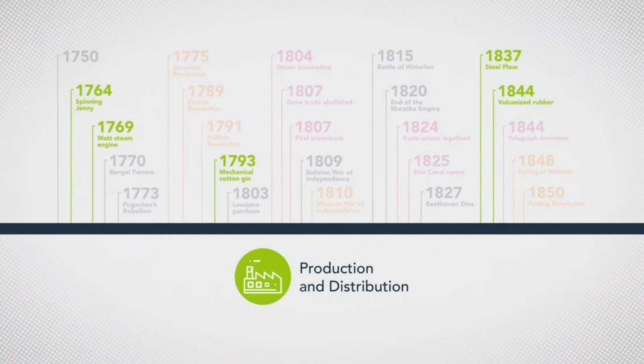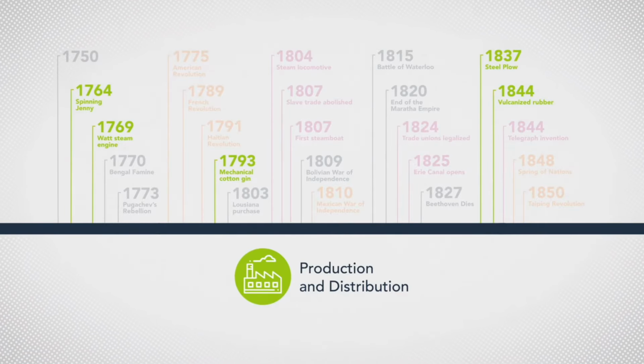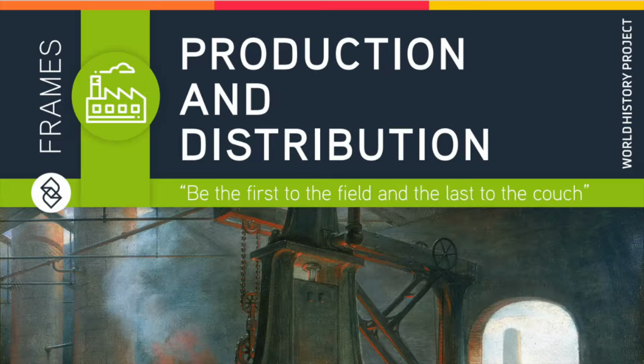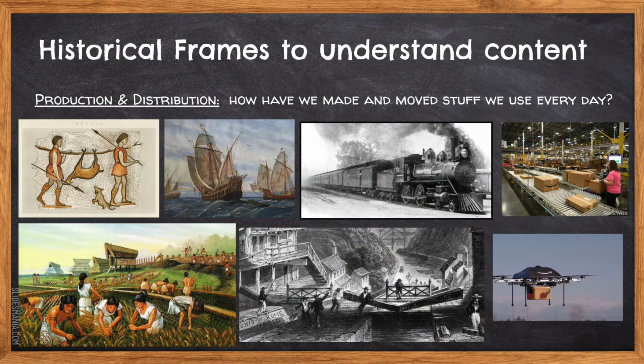The production and distribution frame looks at how people make and share resources, things like food, tools, technology, and wealth. It asks, how do societies produce goods, and how do they distribute them? Think about the Silk Road or the Industrial Revolution. This frame highlights those systems of production and trade.